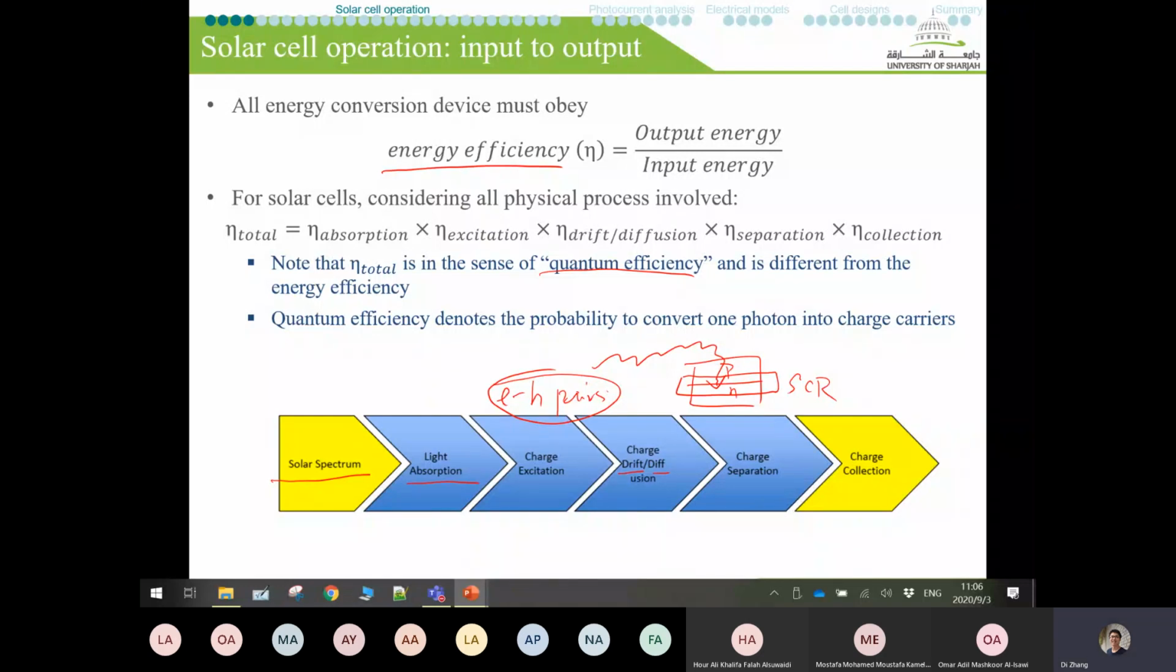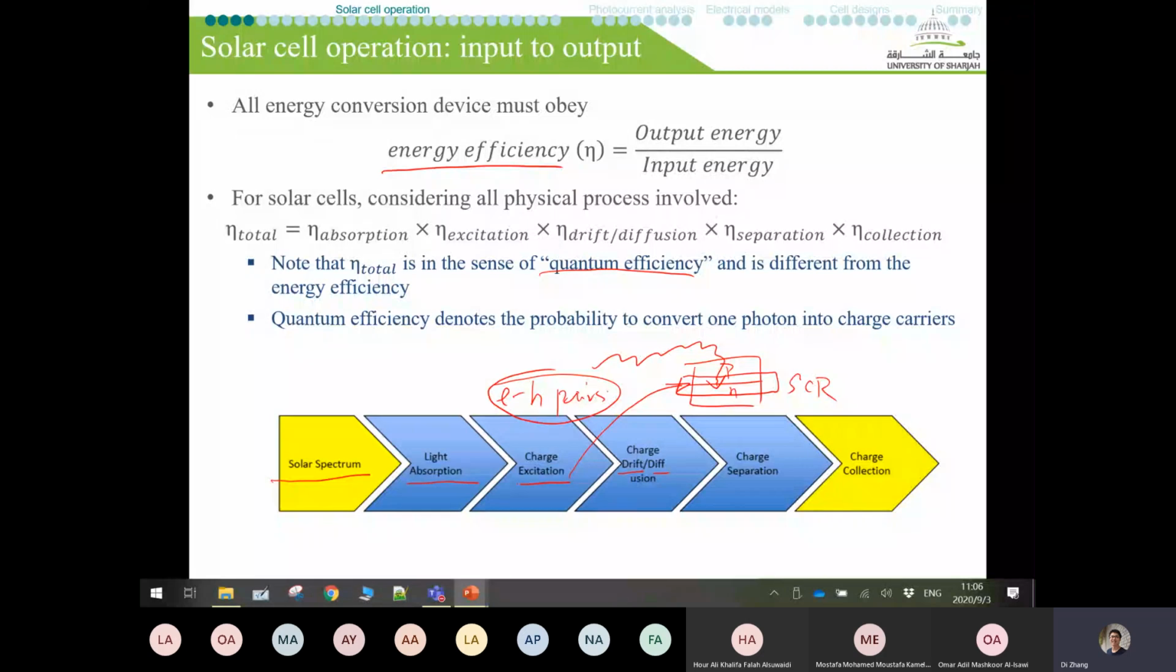Of course, there is the special case if the excitation happens directly inside the space charge region. In this case, you practically do not need any drift or diffusion, so the drift or diffusion efficiency will be 100%. But if the absorption happens outside of the space charge region, you may face some losses from the drift or diffusion efficiency. So that is basically the third process we talk about here.